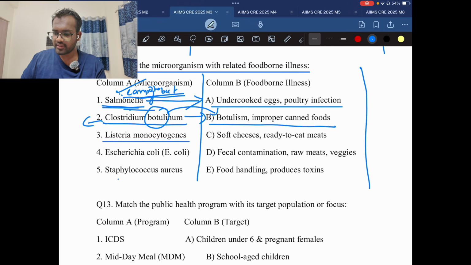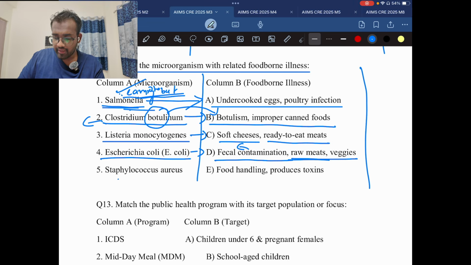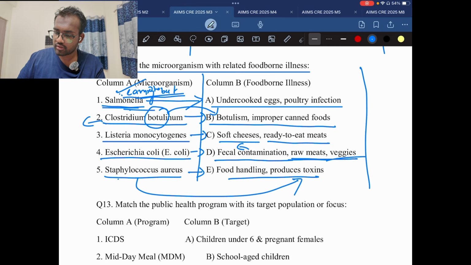Then Listeria monocytogenes is a major bacteria involved in soft cheese and ready to eat meats. Okay, ready to eat meats and soft cheese. And Escherichia coli is a major bacteria in fecal contamination and raw meats, veggies. Okay, it travels from fecal contamination, spoils raw meat, undercooked beef and veggies. In Staphylococcus aureus, it's a food handling process producing toxins. Staphylococcus aureus produces exotoxins. Okay, these toxins are very dangerous, and it is transferred from the food handling process.